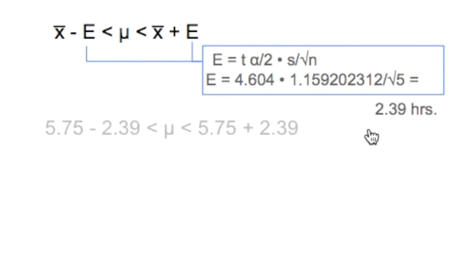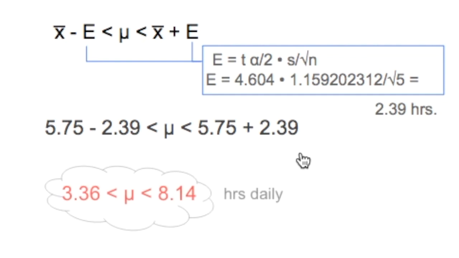We know that the equation is x bar, or mean of the sample, minus margin of error, less than mu, which is less than x bar plus E. So now we just have to plug in or substitute the numbers, solve, and voila. Therefore, the final answer should be 3.36 is less than mu, which is less than 8.14 hours of watching Netflix daily.